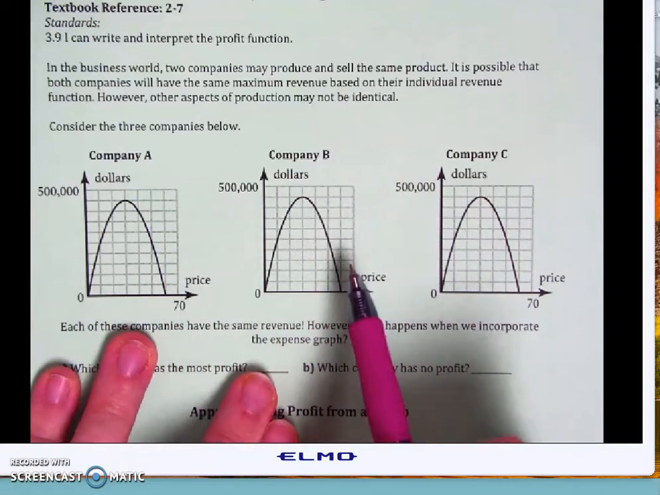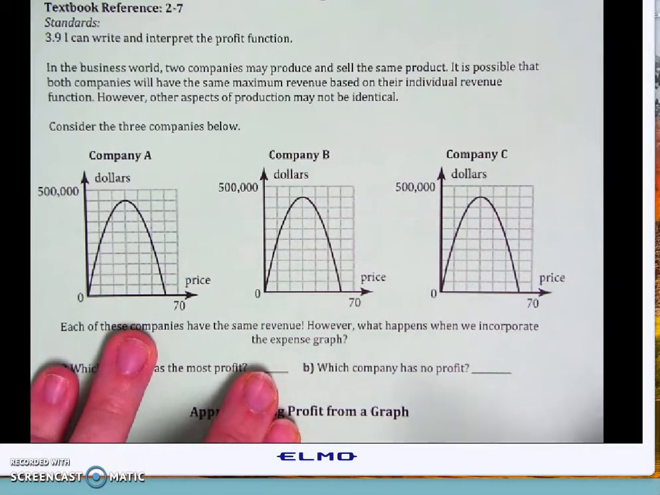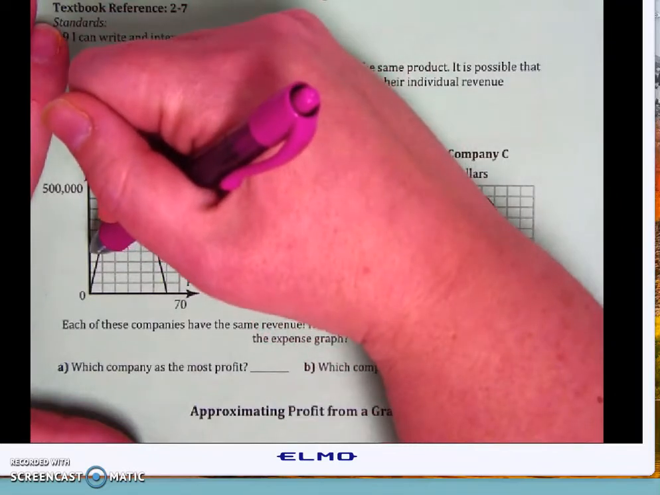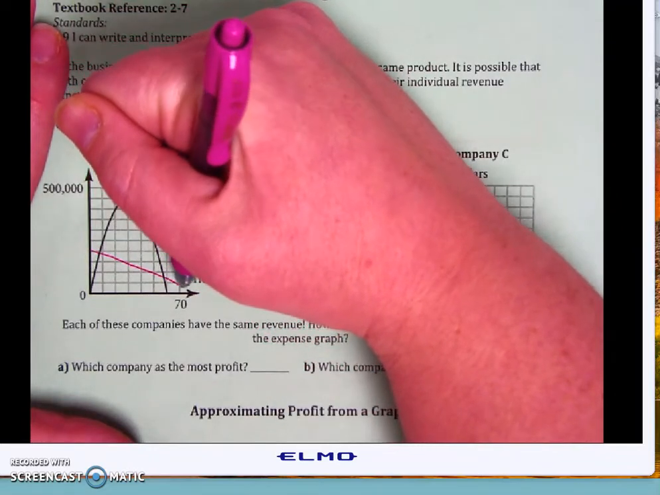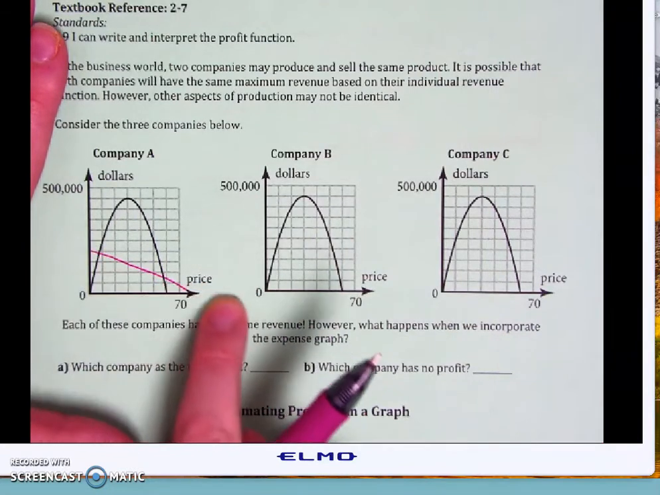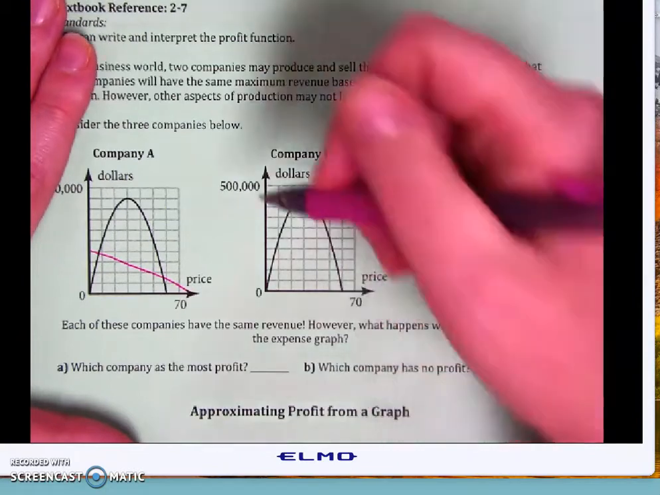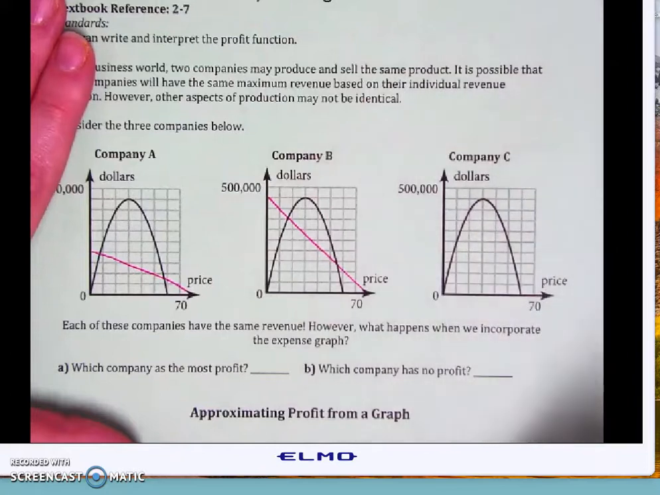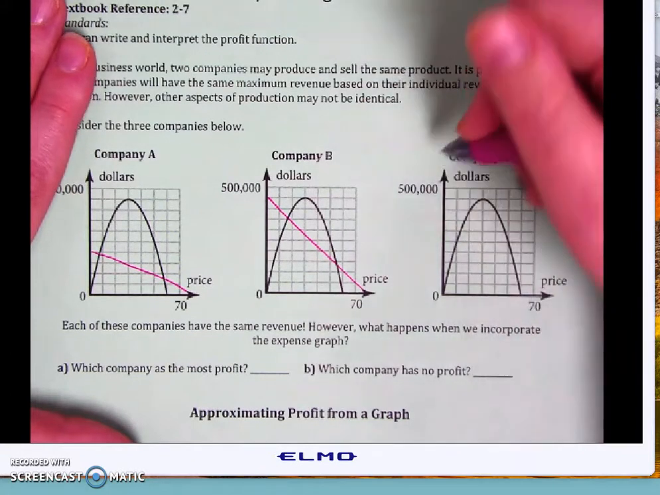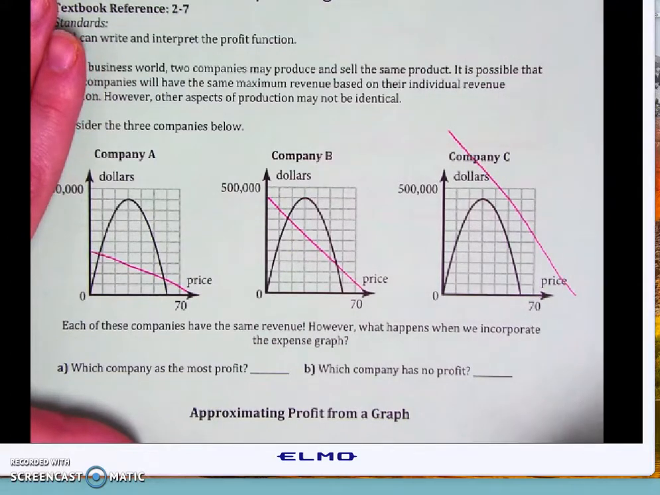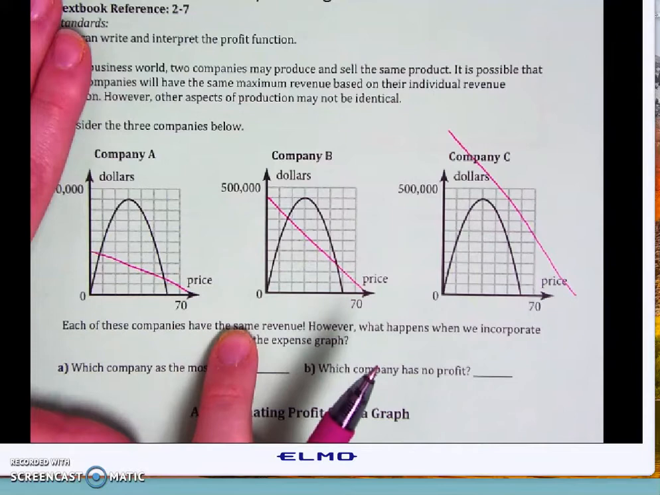So what I'm going to do is draw in different expense graphs on top of the parabola, and we'll talk about where the profit is coming from. So the first company, I'm going to put in a line that starts kind of lower. It doesn't have to be anywhere specific, but a lower line. So this is the expense line for company A. For company B, I'm going to start it higher. And then company C is going to be way high. There we go. So each of these companies has the same revenue.